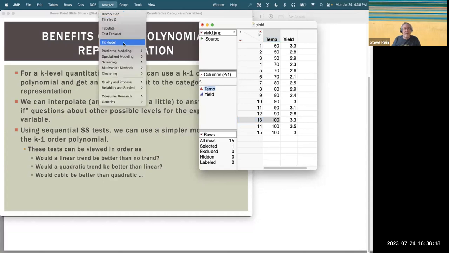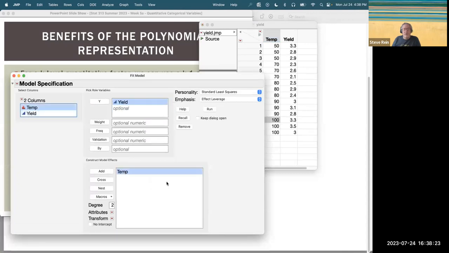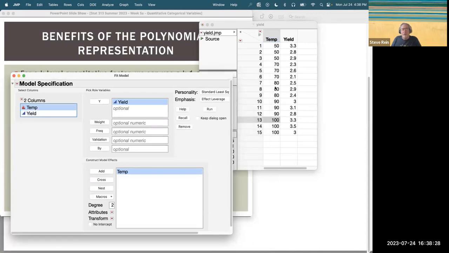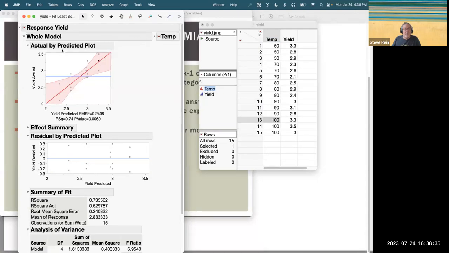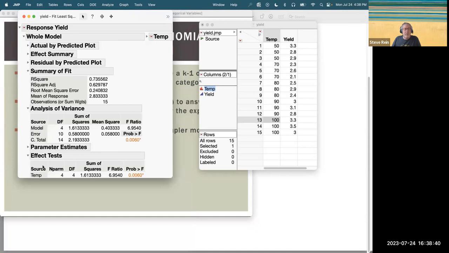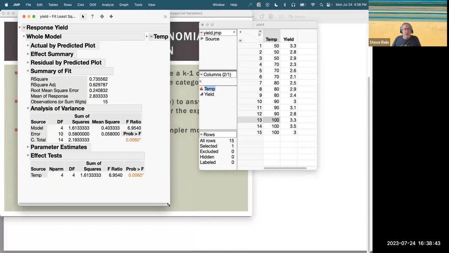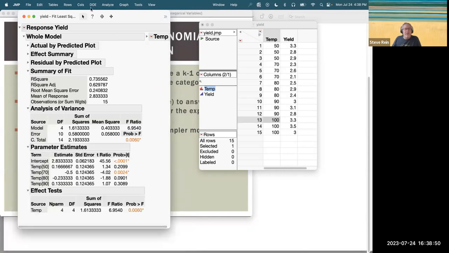With our friendly fit model, we're going to say the yield depends on which of the 5 levels of temperature we're utilizing. And our fits, I guess I could save those. I will in a second. But here are our friends, R square, the F for the model, and parameter estimates. And the parameter estimates here, well, maybe I'll even make a picture of this.